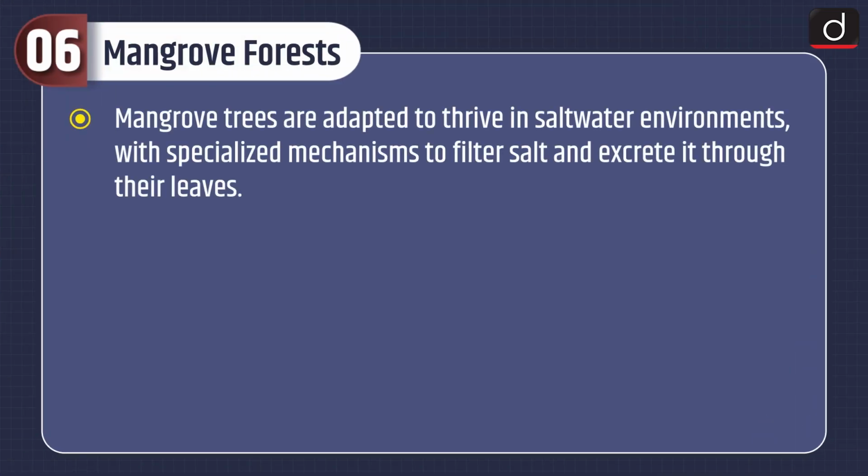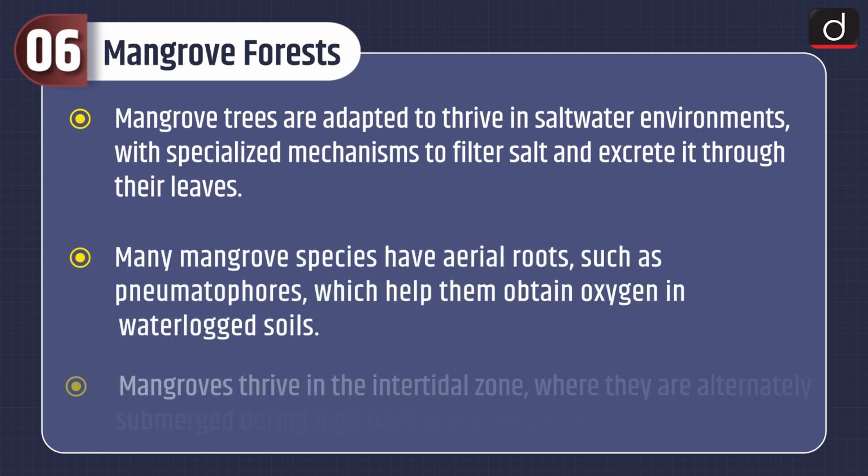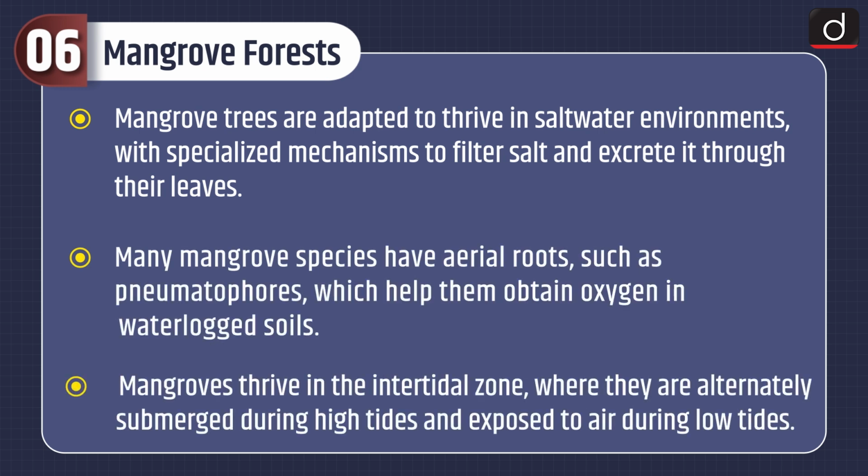Mangrove forest. Mangrove trees are adapted to thrive in saltwater environments with specialized mechanisms to filter salt and excrete it through their leaves. Many mangrove species have aerial roots such as pneumatophores, which help them obtain oxygen in waterlogged soils. Mangroves thrive in the intertidal zone where they are alternately submerged during high tides and exposed to air during low tides.